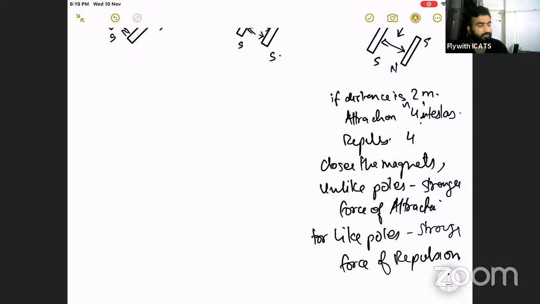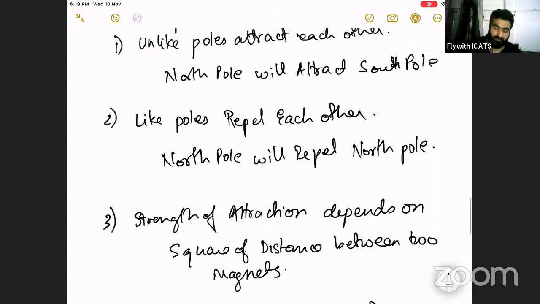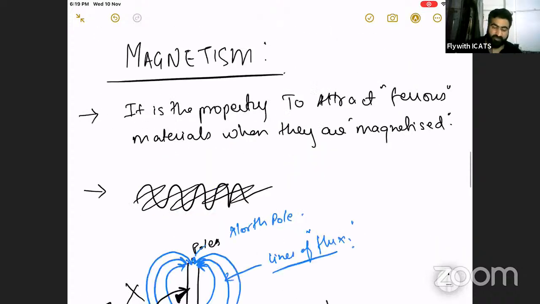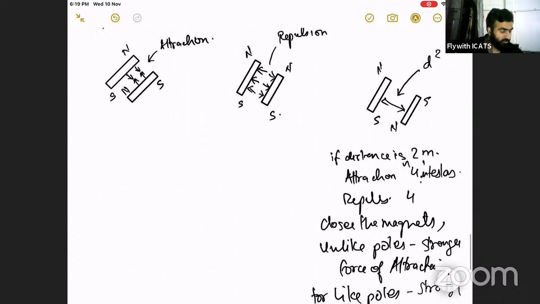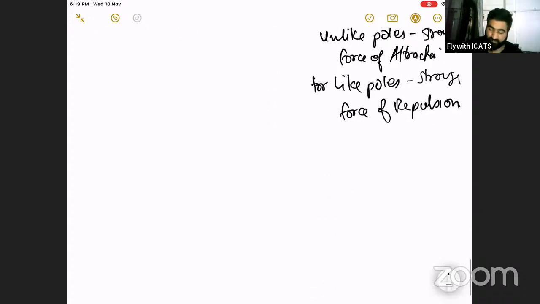I'm going to dictate a couple of lines. Please write them down. So the first line you have written, what is magnetism? It is a property to attract ferrous materials when they are magnetized. Then you've written down the laws. Okay. Now I'm going to just simply give you a few points that I'm going to dictate. Please write them down thoroughly. Point number 2, or you can write in continuation with your points if you have ended here in your notes.